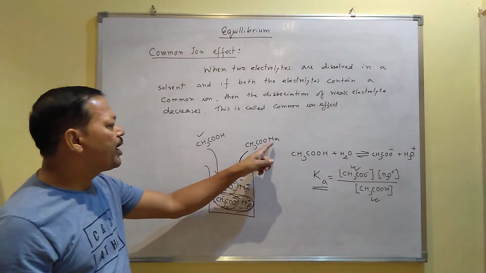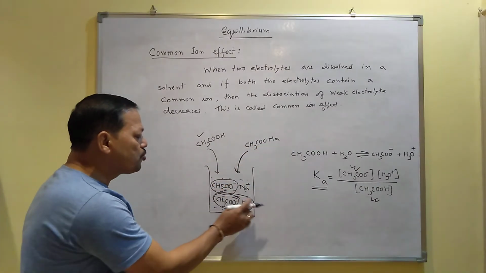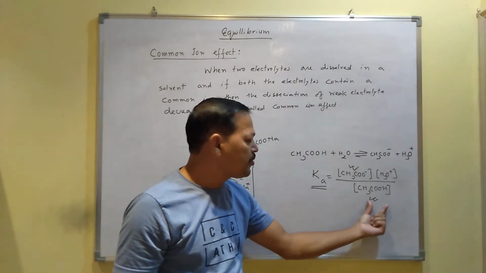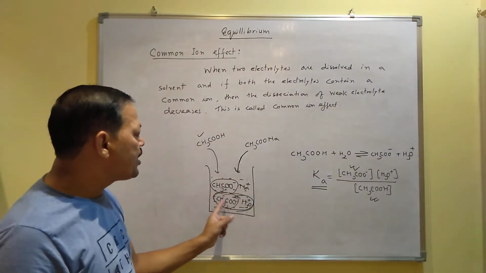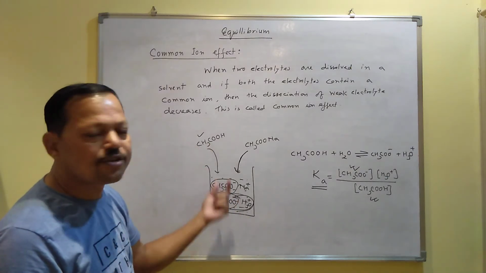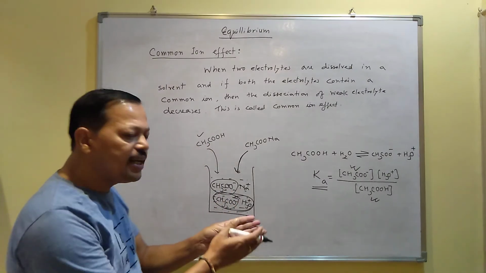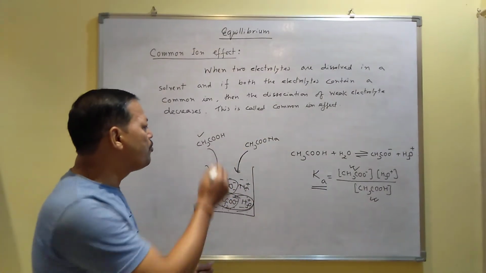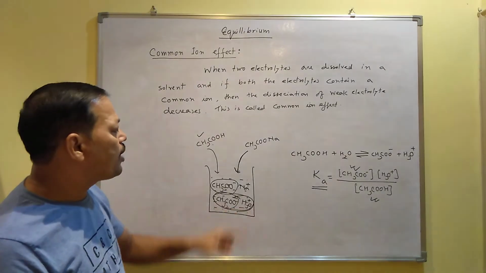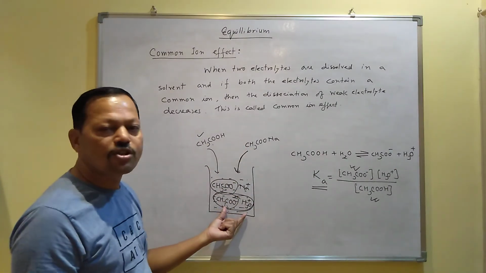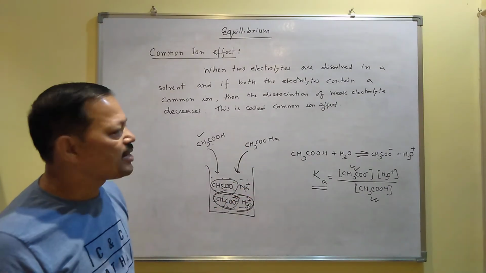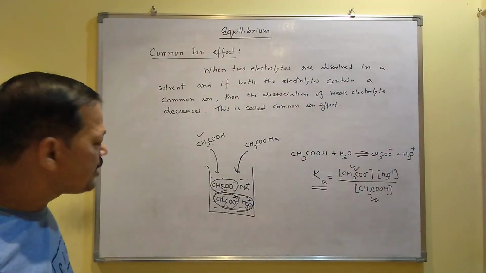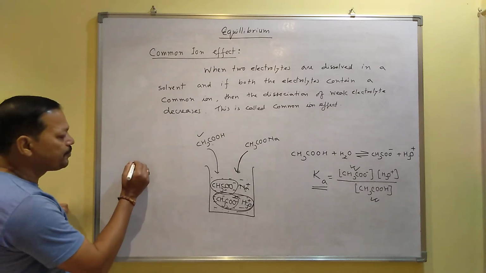And that is why after adding this strong electrolyte, these two ions again combine to produce acetic acid. And that is why after adding the strong one, the dissociation capacity of the weak electrolyte goes on decreasing. Initially it dissociates, but after adding the strong one, again the ions will combine to form acetic acid. And this effect is called common ion effect. Similarly, I can give you another example.